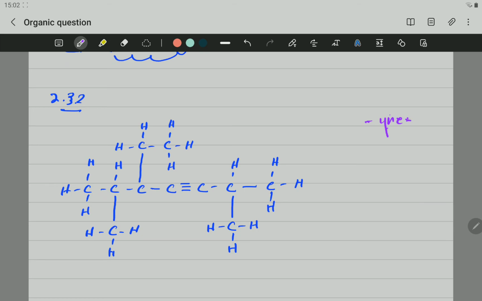Second step is to identify the longest continuous carbon chain. We have many options here. This one is 1, and in this one we have 1, 2, 3, 4, 5, 6, 7 carbons, but there are more options which I'm going to show you. However, you will see that this one is the longest one. So we can have this option here. Now this one will have 1, 2, 3, 4, 5, 6, 7 as well. So it is the same one. We are going to ignore that one.